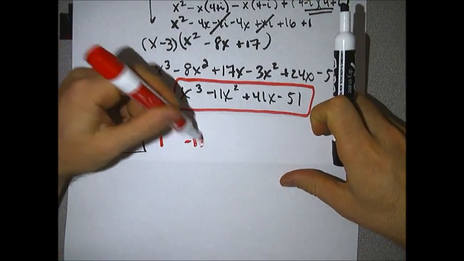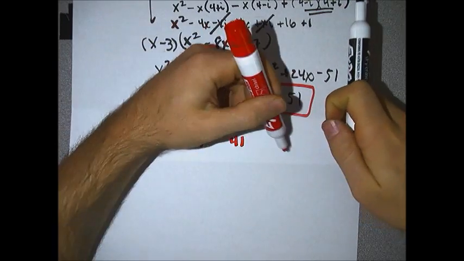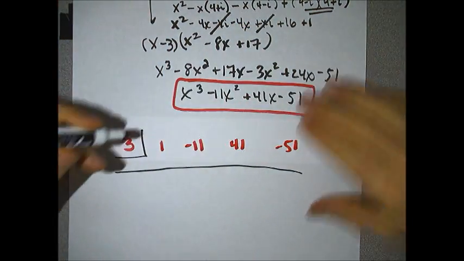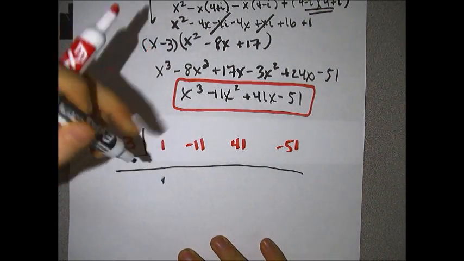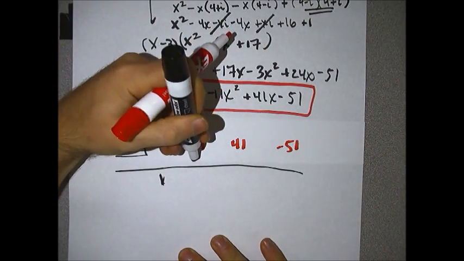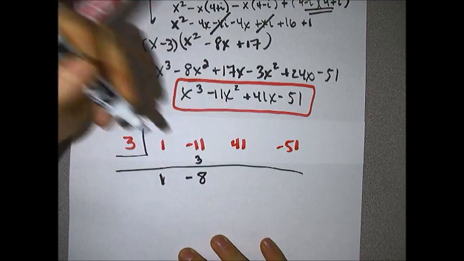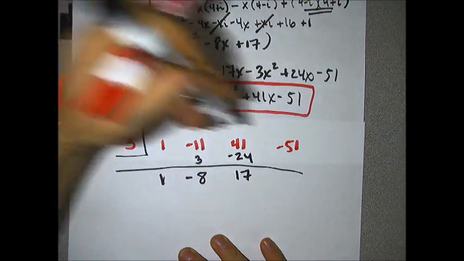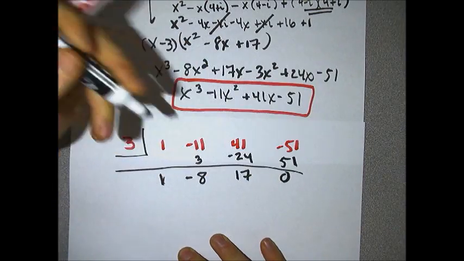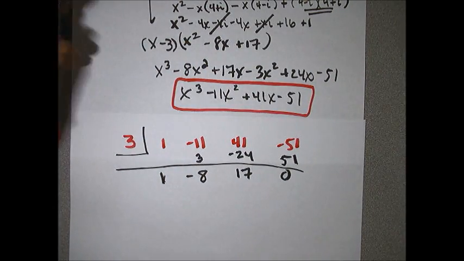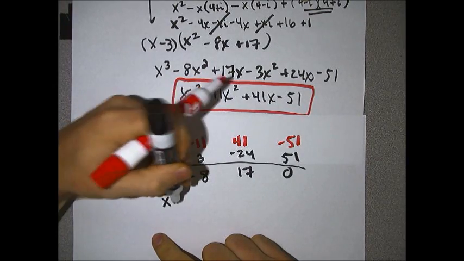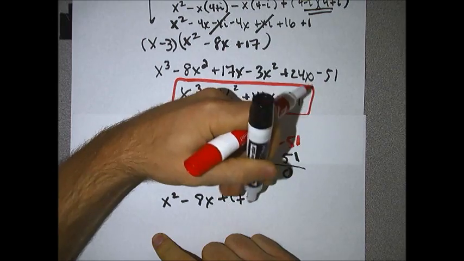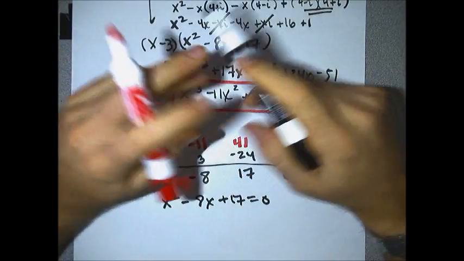What are my coefficients? 1, negative 11, 41, negative 51. Bring down the 1, multiply, add, multiply, add, multiply, add. Worked out even. That's a good sign. So this is 1x squared minus 8x plus 17. I'm going to set it equal to 0, and I want to solve this now, find its roots.